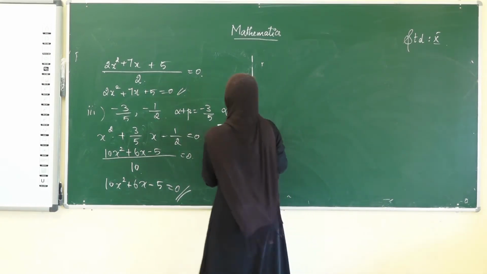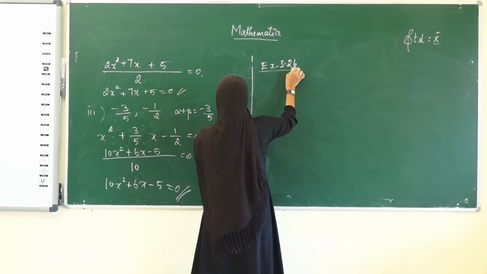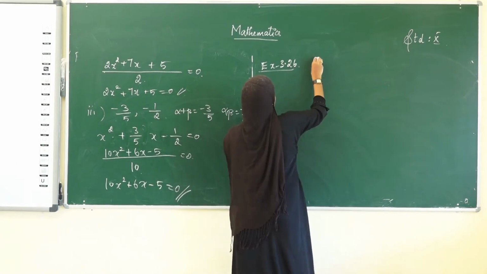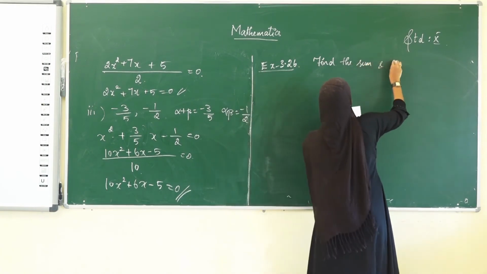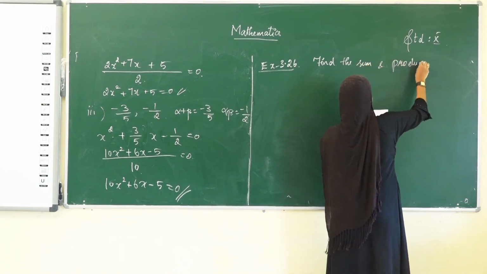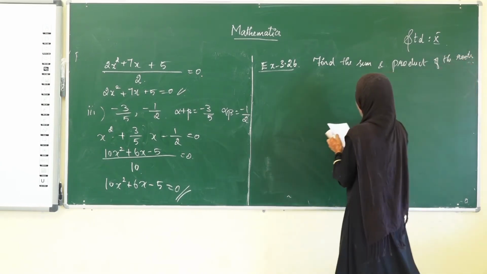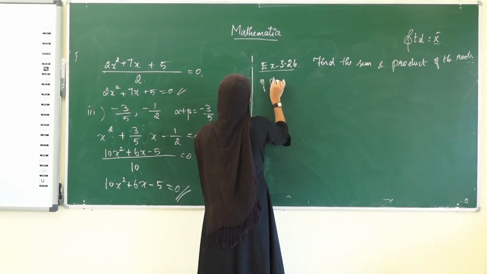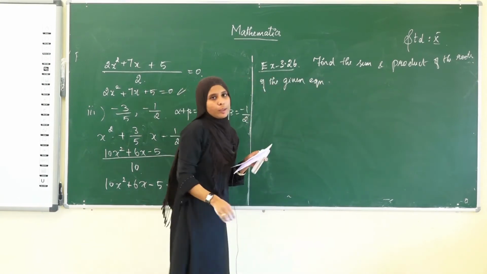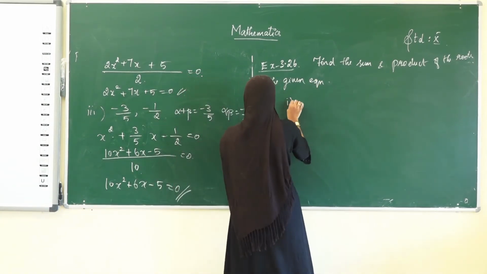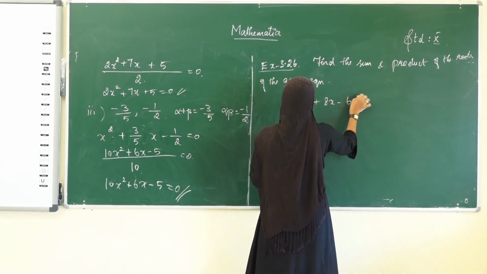Okay, next example. Example number 3.26. What have they asked us to find? Find the sum and product of the roots of the given equation. We have to find the sum of the roots and product of the roots. They have given the equation. What does the equation say? x squared plus 8x minus 65 equal to 0.